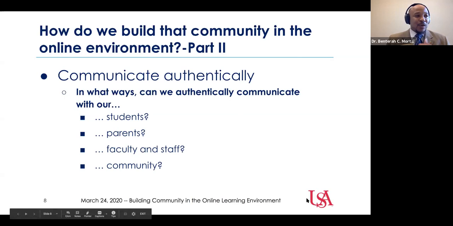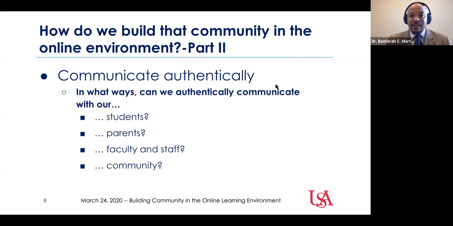We've talked a great deal about how we're meeting with our students. What are we doing to meet with our parents? We can't invite them to come to campus and offer food. That one's out. But what are some of the things that you are doing to engage with your parents?